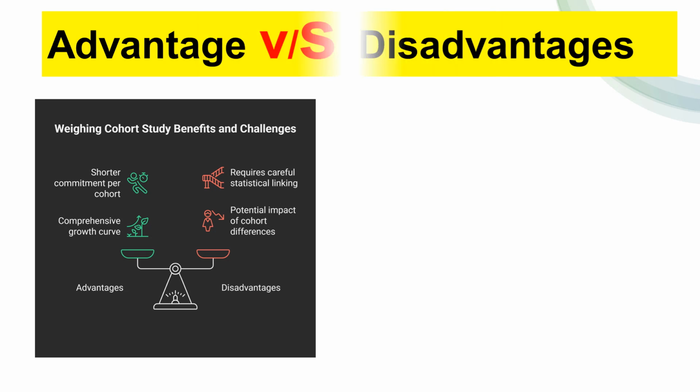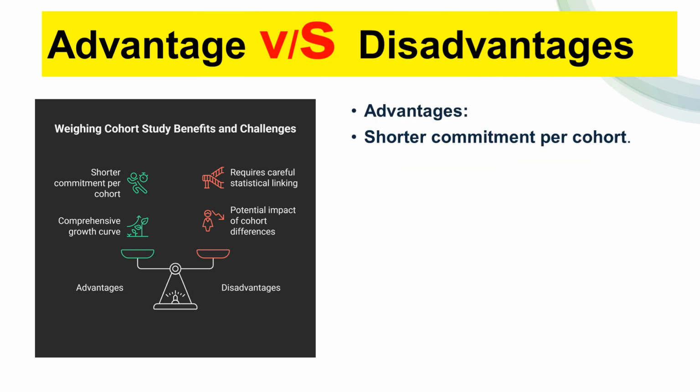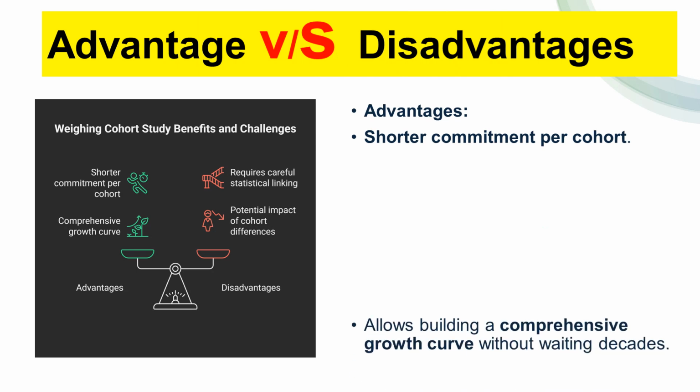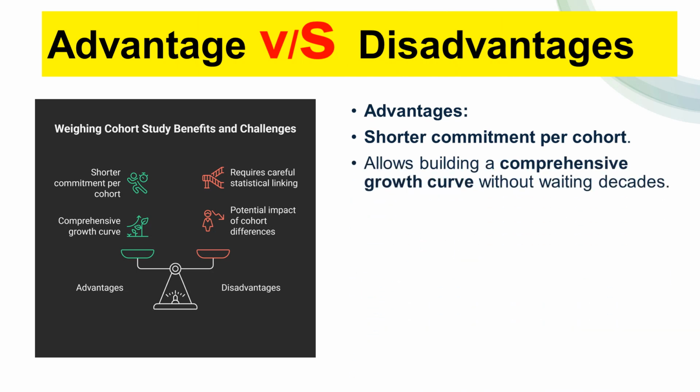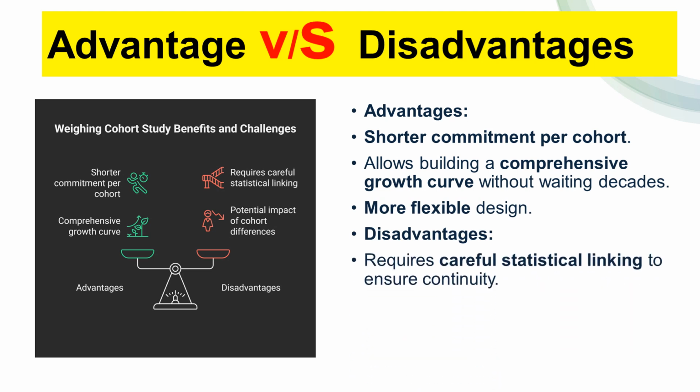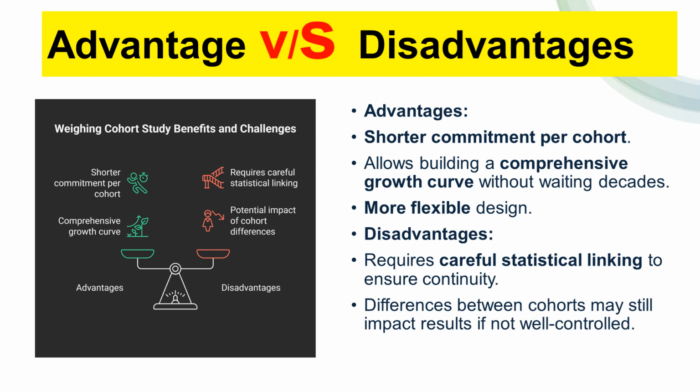Advantages versus disadvantages. Advantages: Shorter commitment per cohort. Allows building a comprehensive growth curve without waiting decades. More flexible design. Disadvantages: Requires careful statistical linking to ensure continuity. Differences between cohorts may still impact results if not well controlled.